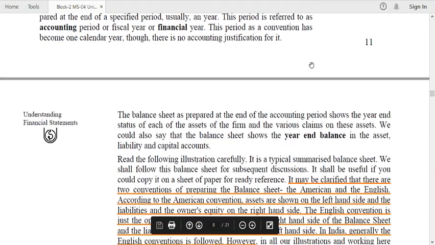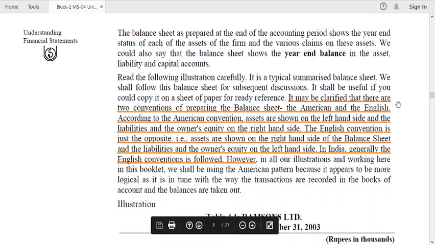Balance sheet contents. What are the contents of a balance sheet? It may be clarified that there are two conventions in preparing the balance sheet: the American convention and the English convention. In the American convention, assets are written on the left side, liabilities are written on the right side. In between there will be a T form, like the alphabet T. Left side will be assets, right side will be the liabilities. That is the American convention. In the English convention, it will be interchanged. Liabilities will be on the left side, assets will be on the right side.